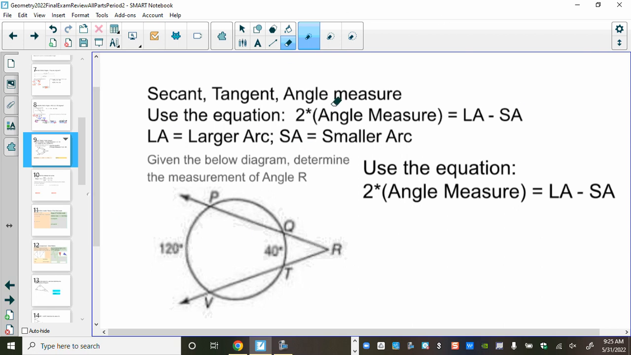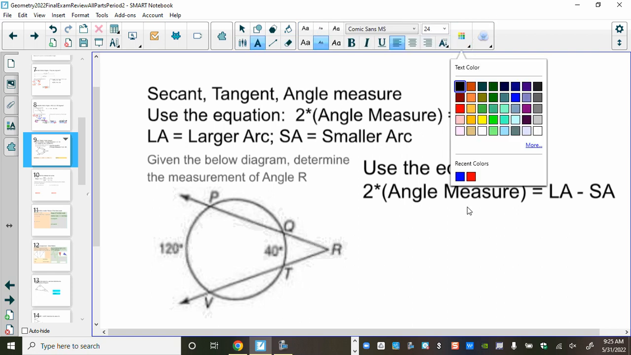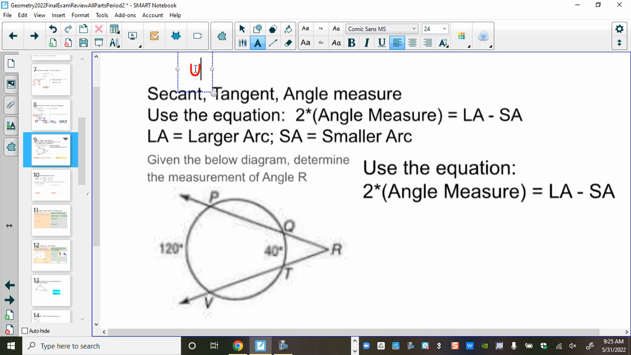All right. Here's what we have going on. This was from Unit 8. Some of us really struggled with a question like this. I think it was a little bit different. But what I really want you to understand is this is your equation.